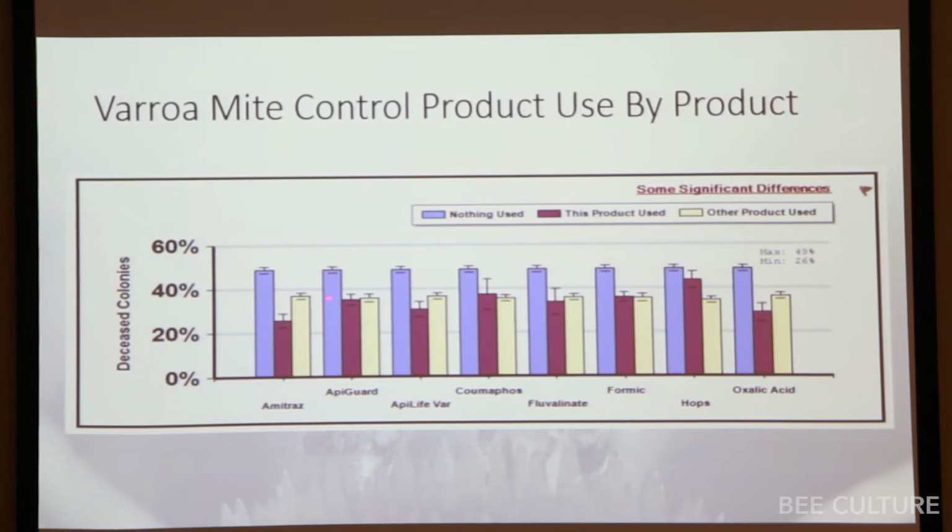Then we have some of these softer bio-based products like Apiguard and Apilife Var. These are essential oil-based, so they're thymol, and they're being used as fumigants. And then we have the hops. The hops are sort of a new product that has jumped in with the bio-based products. But then we have the organic acids, formic acid and oxalic acid. So let's look at those individually.